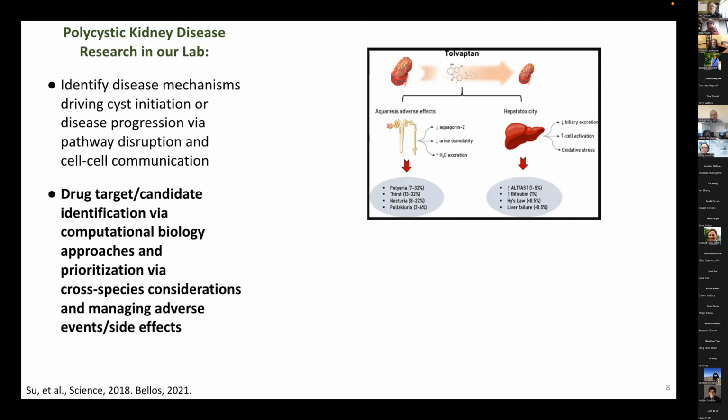What I am going to talk about today is drug target candidate identification via computational biology approaches, and how we can prioritize those different targets and candidates via cross-species considerations and by trying to manage predicted adverse events or side effects.